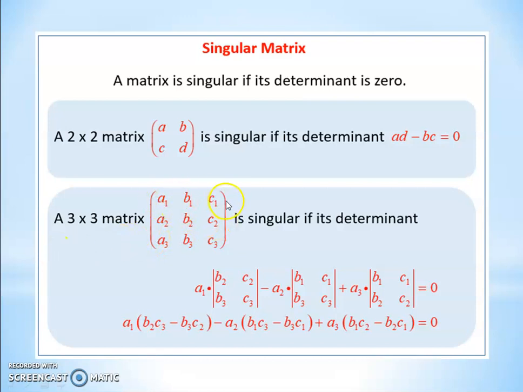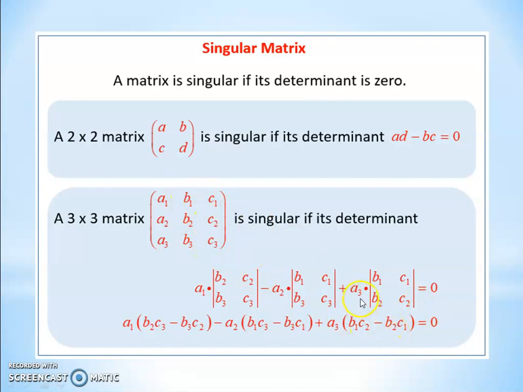Let us check. For the first row, first column, we skip and take the first element, A1. We skip the first column and first row. What is remaining? B2, C2, B3, C3. So we note that down here. Now the middle is always negative, so B1 is the second element. We skip the second row and first column. What is remaining? B1, C1 and B3, C3.